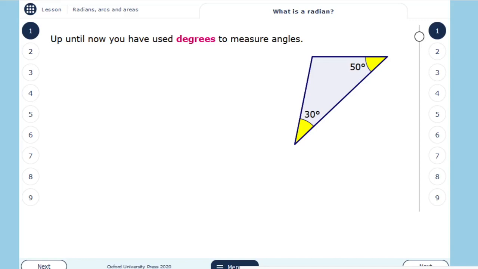Hello, this is Maths with Lemon, and in this topic we will see the radians connected with arcs and areas.